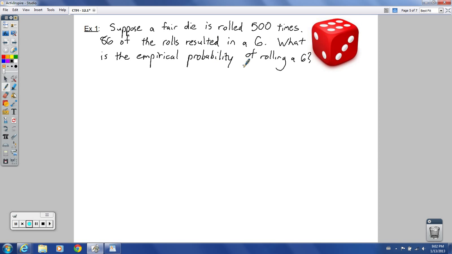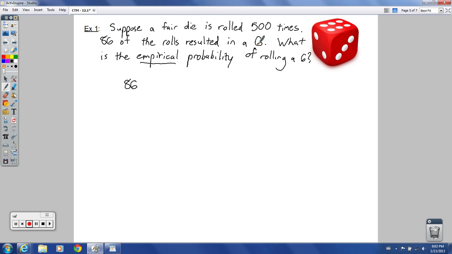Not just in general, what do we theoretically think? We're going to talk a lot more about theoretical probability. We would say, if it was fair, you would say 1 out of 6 theoretically, but experimentally, empirically, based on the results of this experiment, what is the probability of rolling a 6? So in that case, if we're talking empirical probability here, what we want was 86.